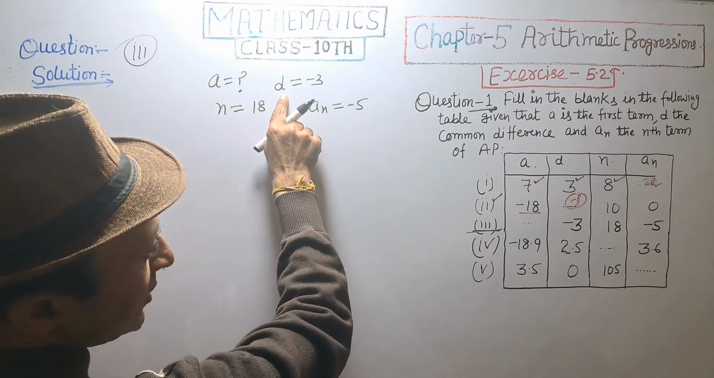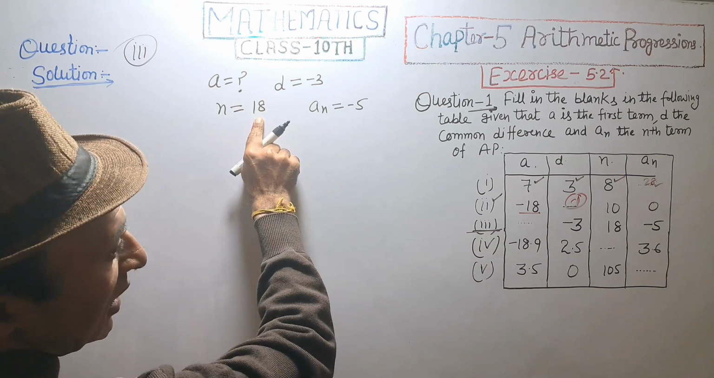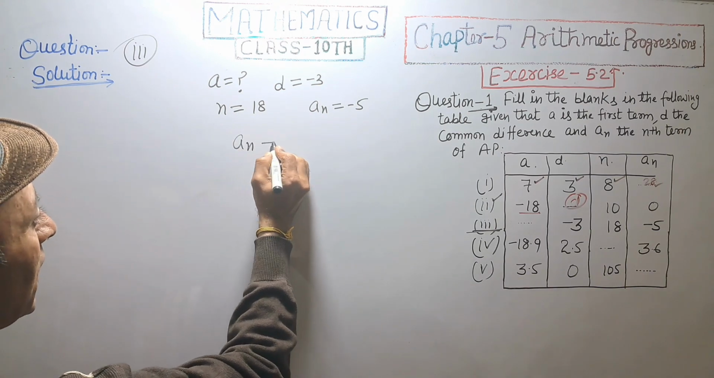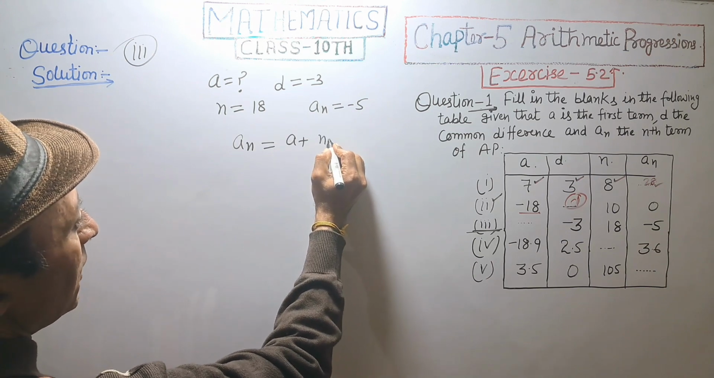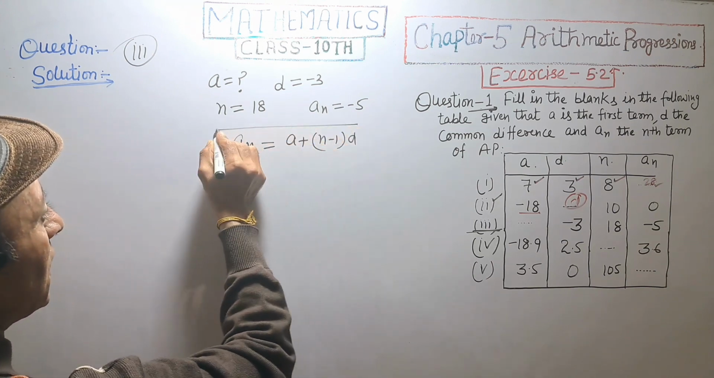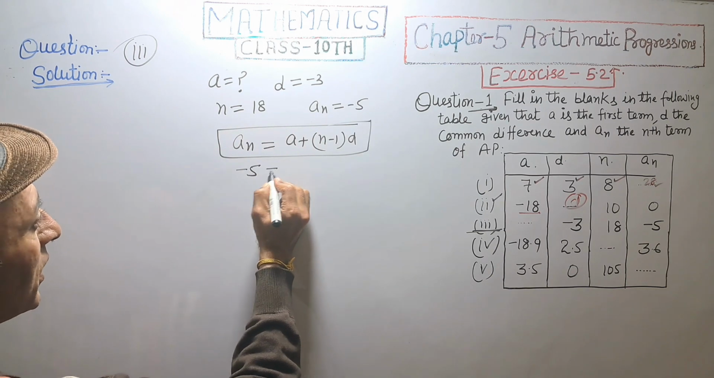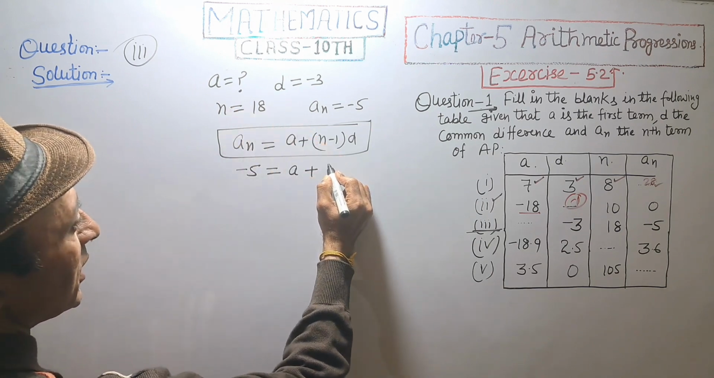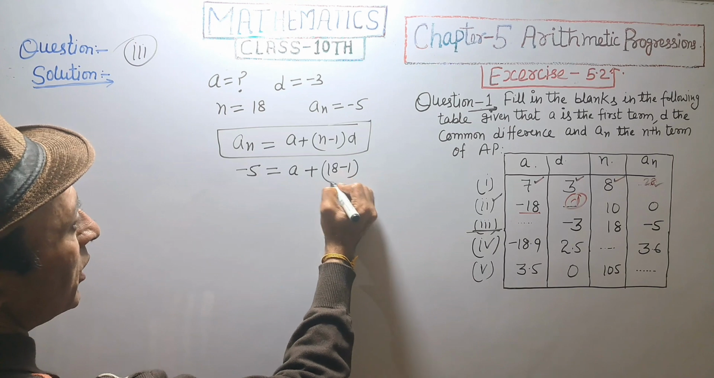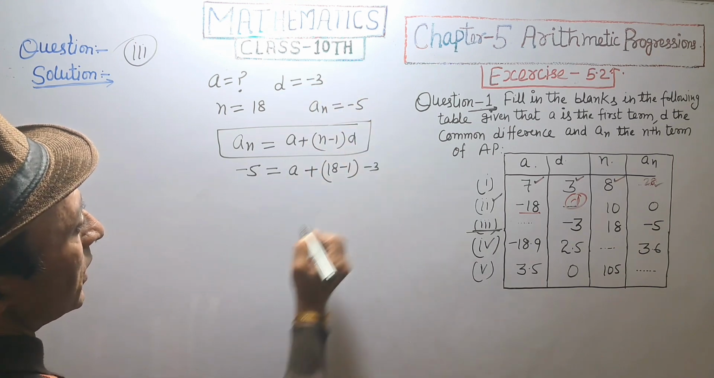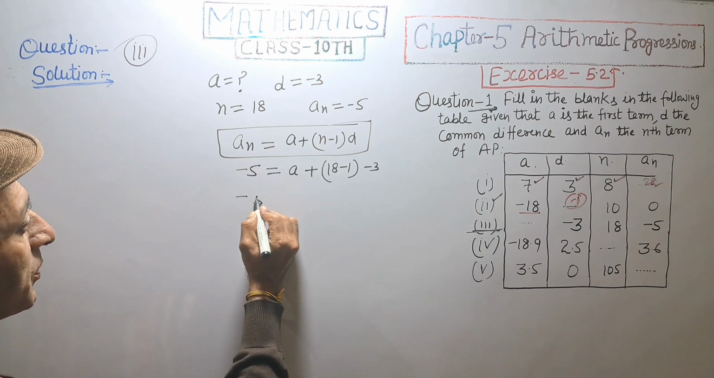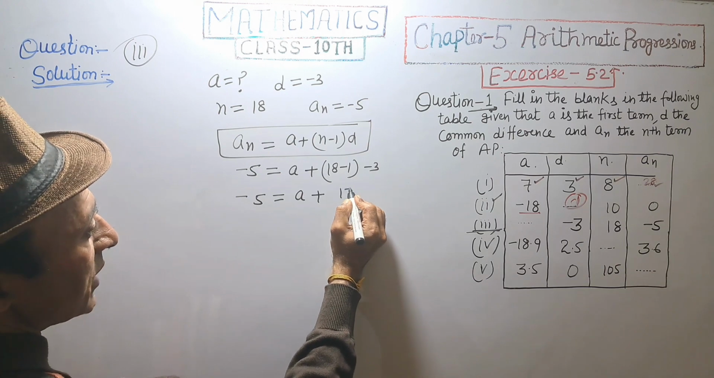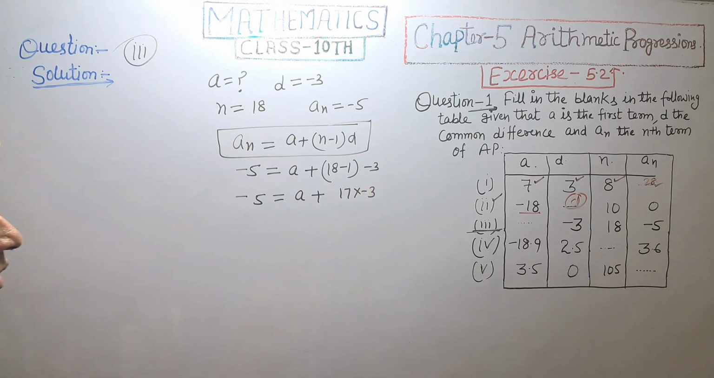A, we want to find. D is minus 3, N is 18, and An is equal to minus 5. An is equal to A plus N minus 1 into D. Minus 5 is equal to A plus N, here 18, minus 1 into D, which is minus 3. Minus 5 is equal to A plus 18 minus 1, that is 17, multiplied by minus 3.